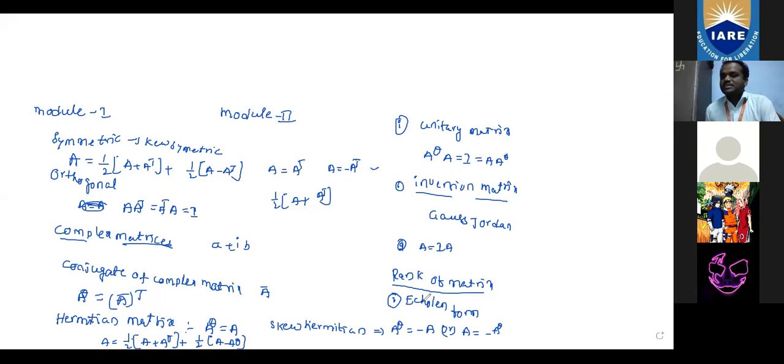The second method is the normal form. Normal form: for any matrix of any order, with the help of elementary row operations and column operations applied alternately, you convert it into the form of a unit matrix, I_r. Don't get confused: we do a row operation, then a column operation, and again a row operation, a column operation.